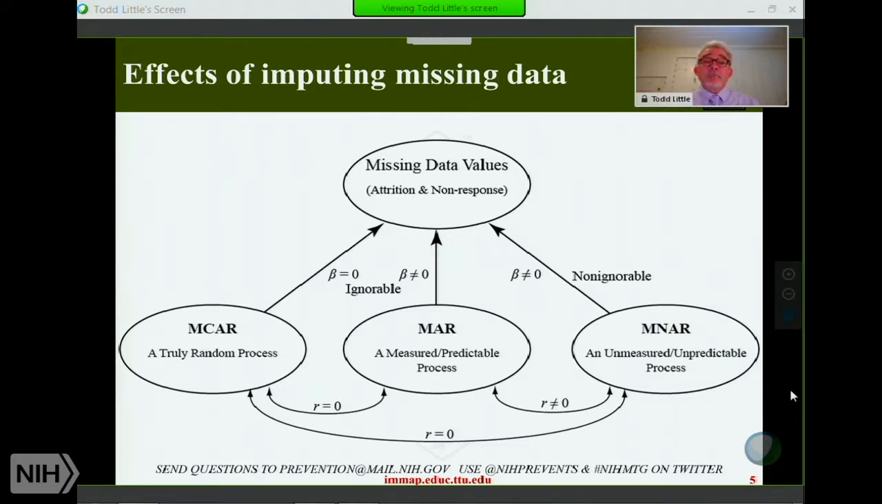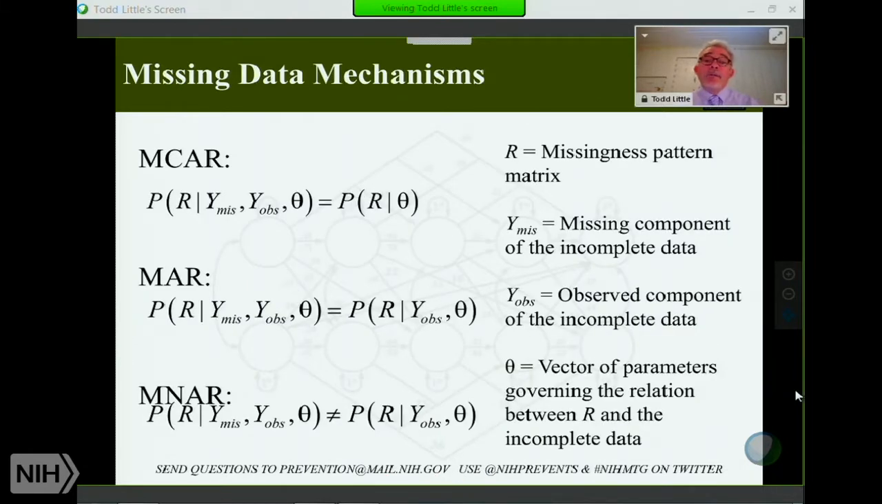For those of you who might like formulas, here are the probability formulas that describe the missing data mechanisms. The key element here, again, is we want to try to get to that MAR mechanism by having variables in our data set that, when we condition on them, give us the probability of the data given the missing data mechanism, which essentially converts it into an ignorable process.